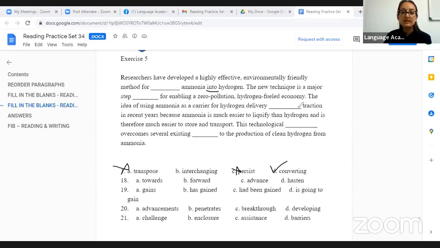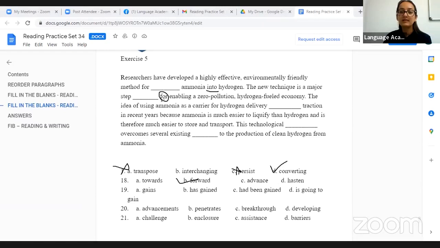So it will be, this is a major step forward, means a major development, basically a major advancement that we have done. Major towards is no collocation; major advancement is something that we can write. Major step advancement is wrong, major advancement alone is right. And hasten means to do something quickly, that is the meaning of hasten. We can say step towards, but then we don't need "for" in that case.